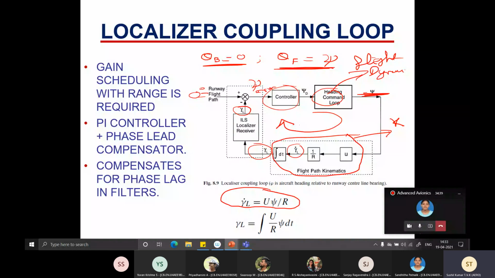It's not that difficult. See, this K is nothing but proportional to 1 by r, where r is the distance from the touchdown. So as you approach the touchdown, r tends to 0, right? At touchdown r is 0. So 1 by 0 is infinity, which means K has very large values. And if K has very large values, the system becomes unstable. Getting it, Sandhita? Yes, sir.